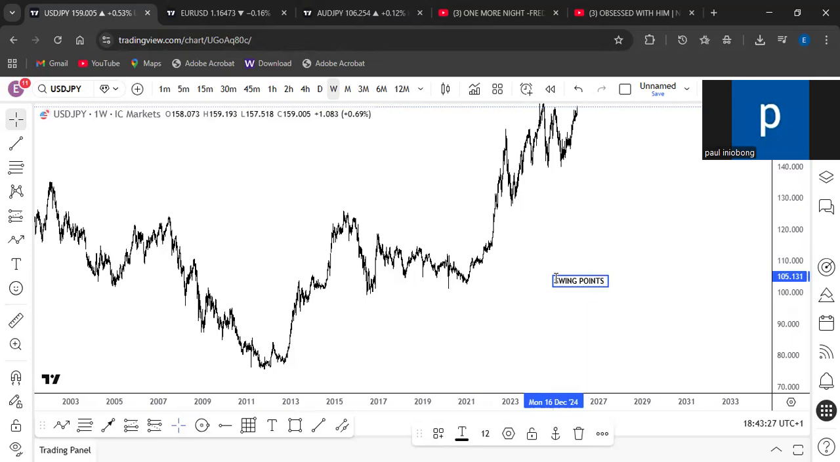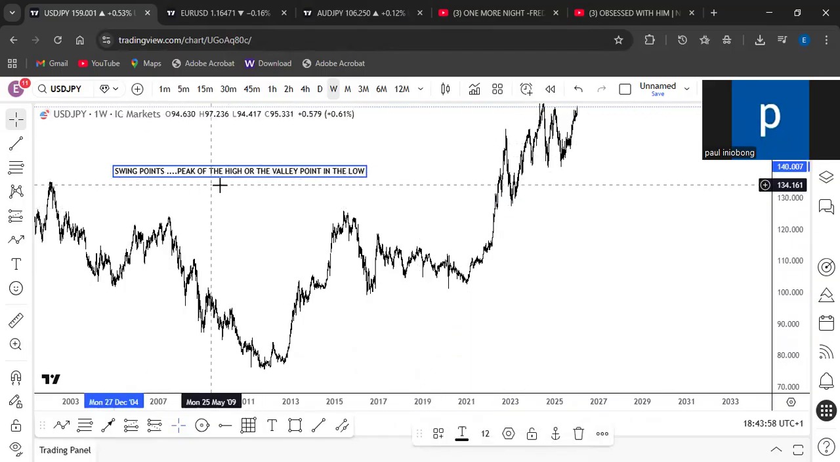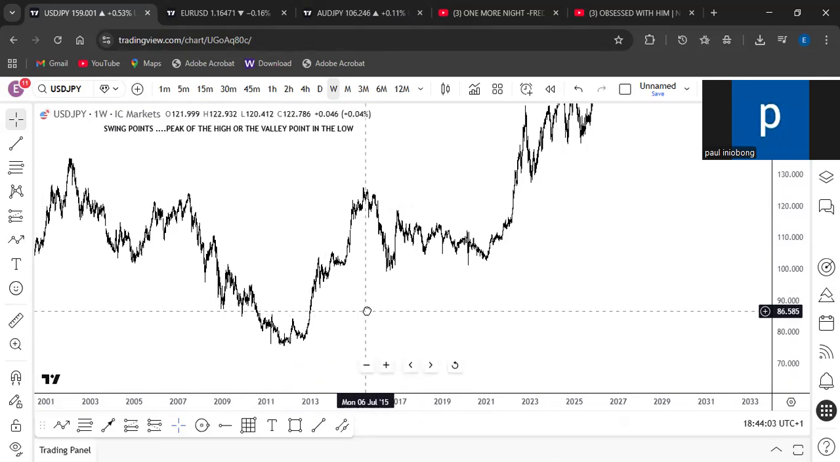And what are swing points? You're looking at either the peak of the high or the valley point in the low. So if you're looking at the swing points, what are you looking at? The peak of the high or the valley points in the low? So what's a peak? Here's a peak.